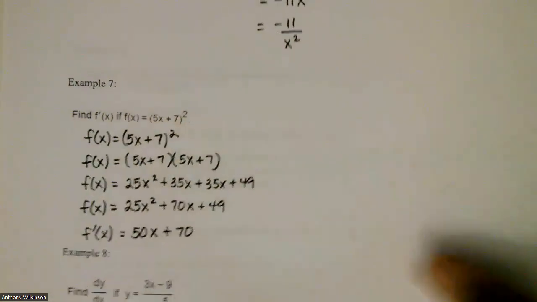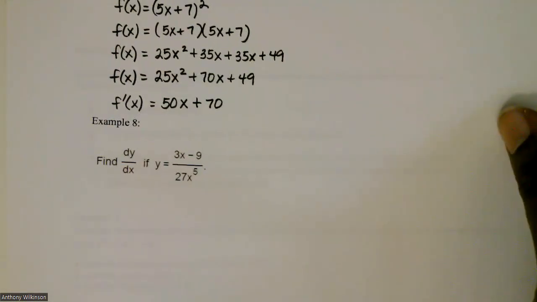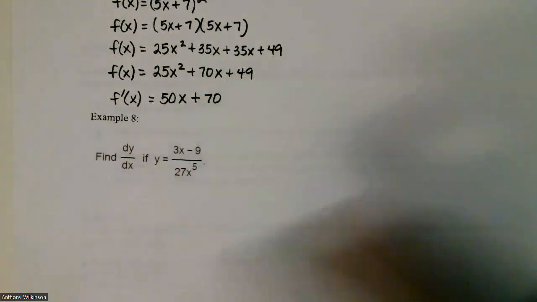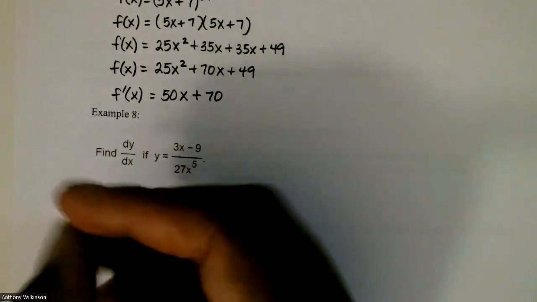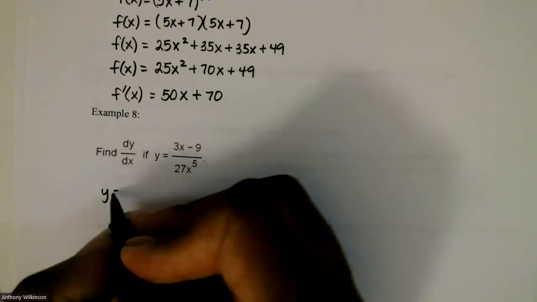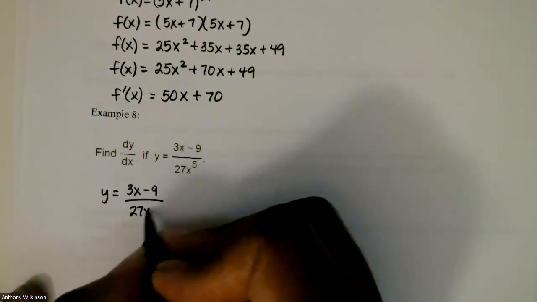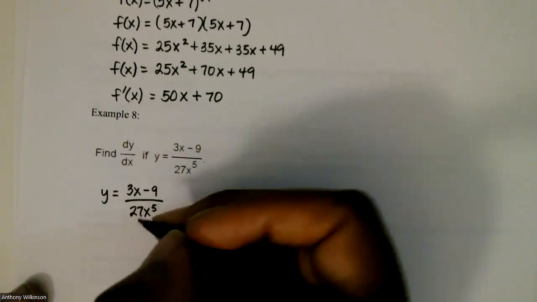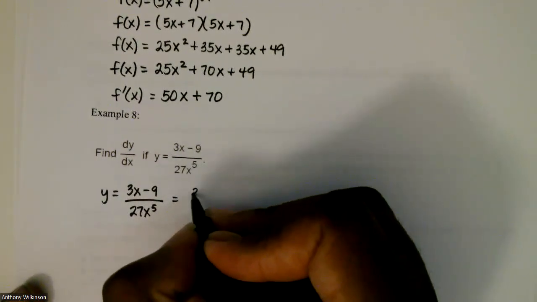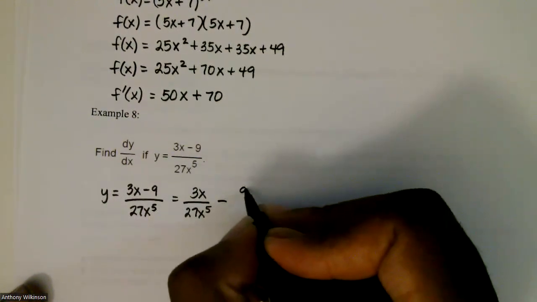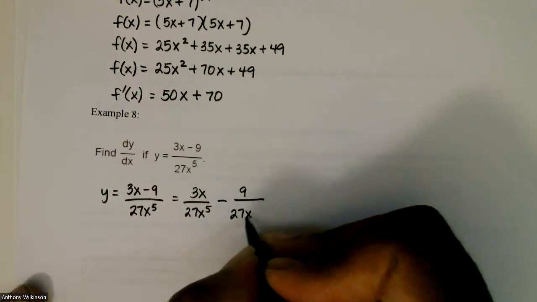All right, here's another example. So we have something like this, dy dx. We want to find that if y is equal to 3x minus 9 divided by 27x to the 5th power. All right, so let's simplify this a bit. Each of these terms can be divided by 27x to the 5th. So I'll have 3x over 27x to the 5th minus 9 divided by 27x to the 5th.